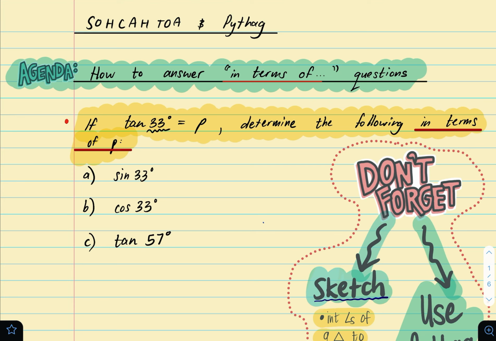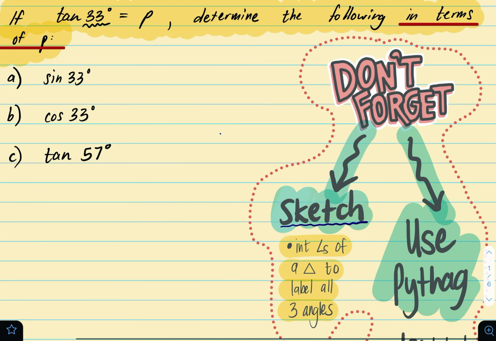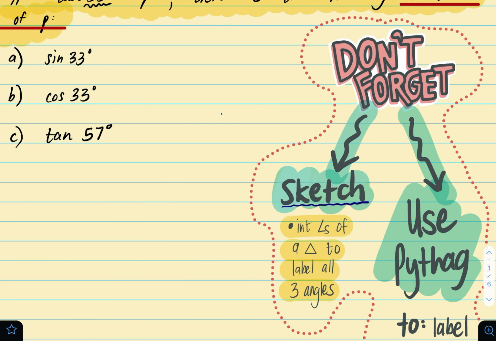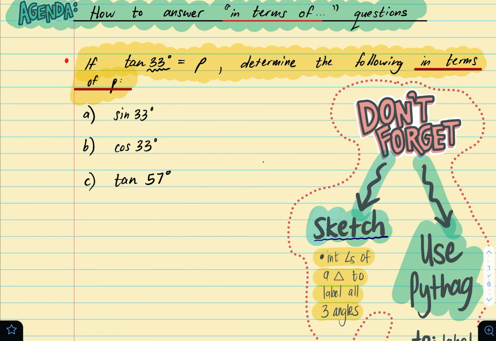That means p must be in your answer. We're not looking for a whole value. We're not looking for numbers. We're looking for p and mathematical operations: plussing, minusing, square rooting if need be. And the way we can approach this is by sketching. So I've narrowed it down to two kinds of arrows. Sketch a triangle, because Pythagoras and SOHCAHTOA both rely on right-angled triangles.